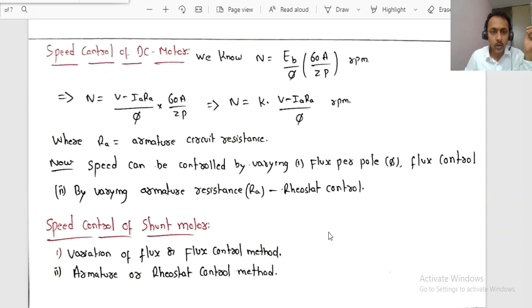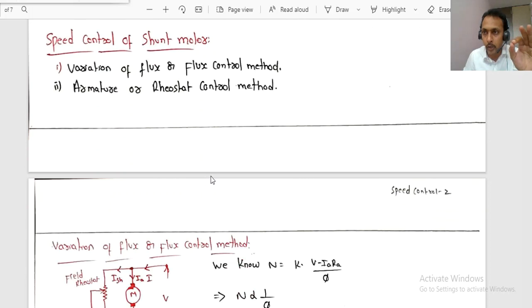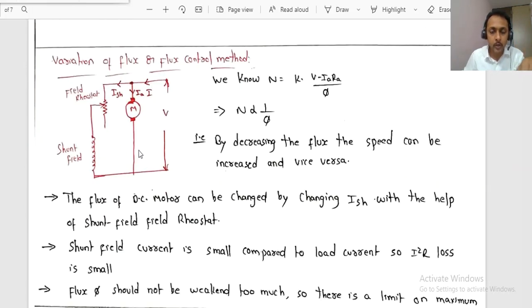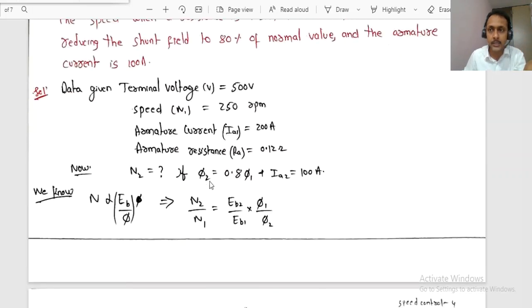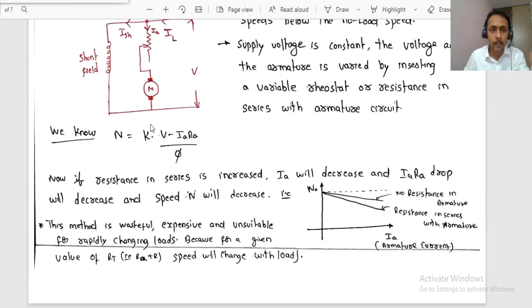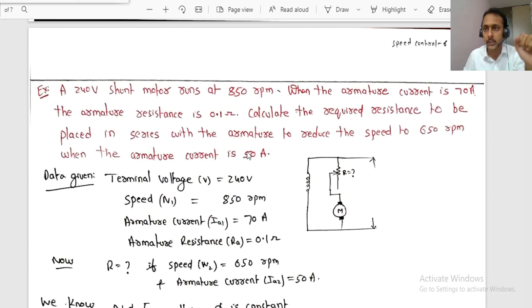Here, if you observe, it can be achieved by variation of flux or flux control method, and armature or rheostat control method. These two methods we are going to discuss in this video, and I will explain the circuit diagram, the formulas and the procedure. We will discuss one example on how to calculate the speed at different conditions. Slowly we will discuss the armature or rheostat control method, and we will also do one example on this topic.